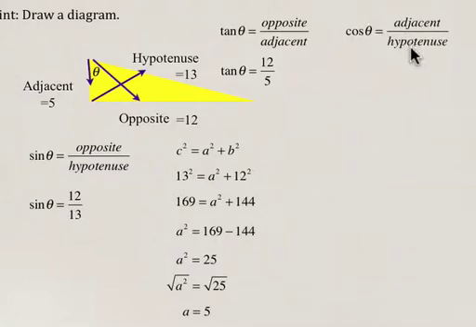Cosine is adjacent over hypotenuse, and so for angle theta, the adjacent side is 5, the hypotenuse is 13, so our cosine ratio for angle theta is 5 over 13.